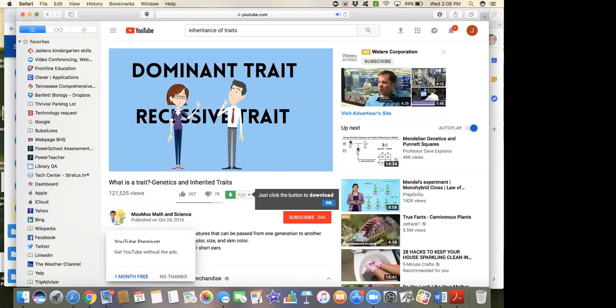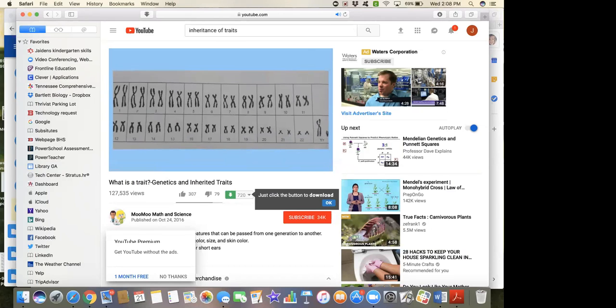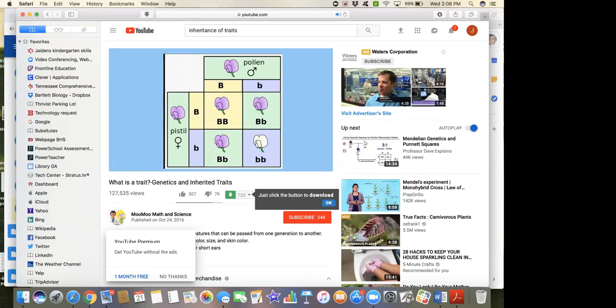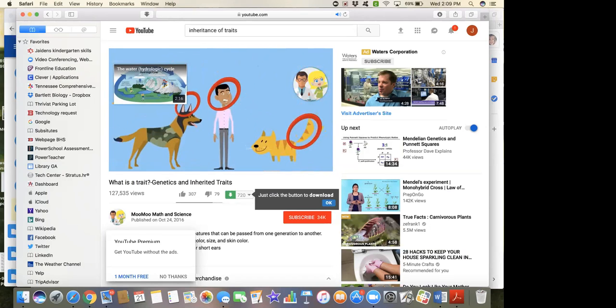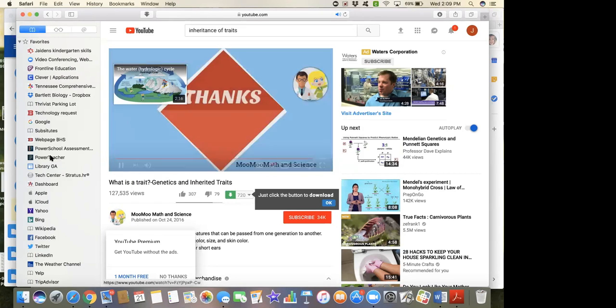With dominant traits, an individual carries two dominant genes, or one dominant and one recessive gene. The dominant gene can be expressed even if only one copy of the gene is present. Recessive trait will be expressed if the individual has two recessive alleles. In this example, the purple color is dominant over the white color. In summary, a trait is a feature that can be passed from one generation to the next. Thank you for watching. Moo Moo Math and Science uploads a new math or science video every.